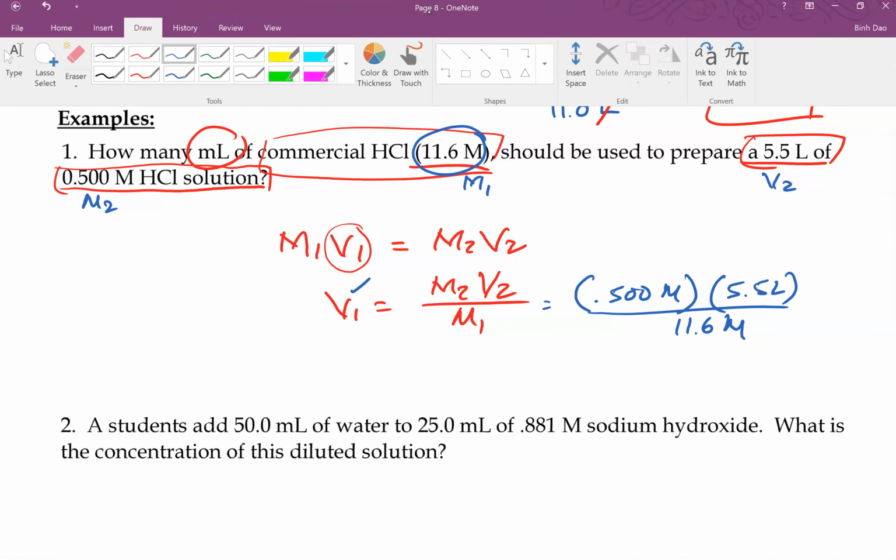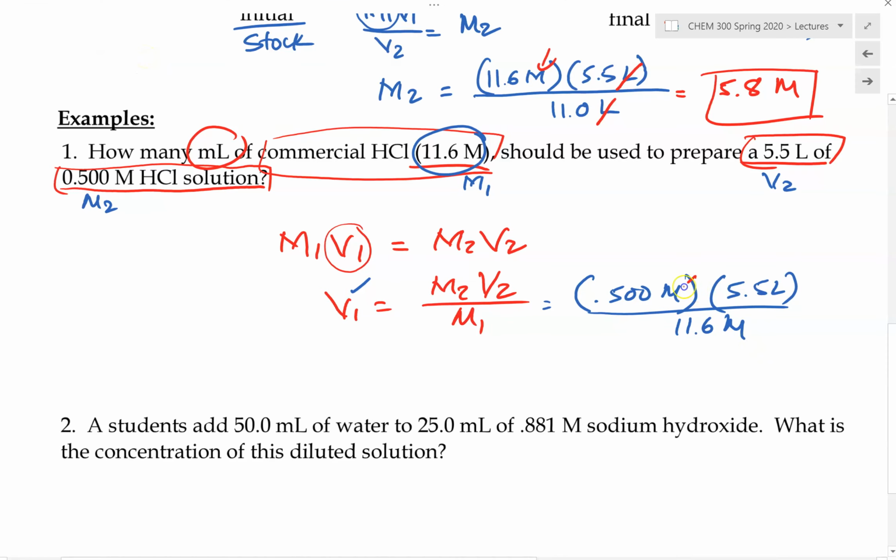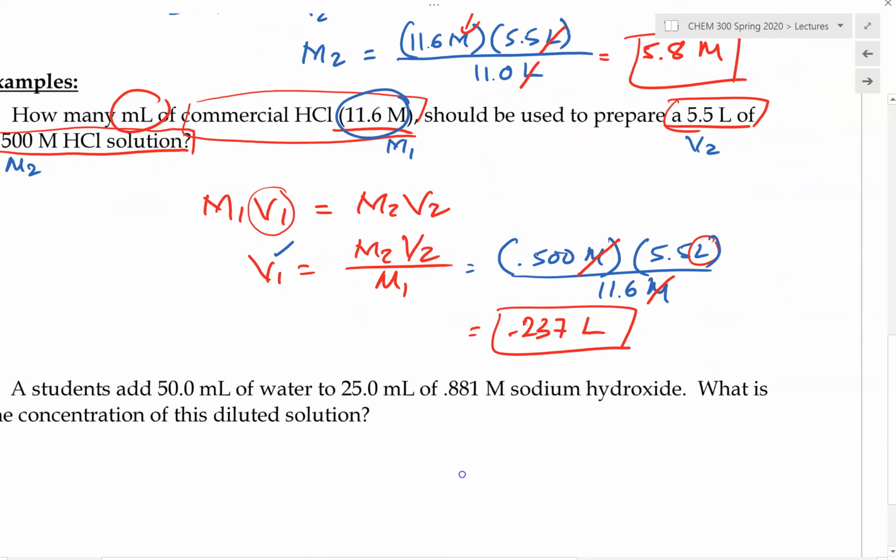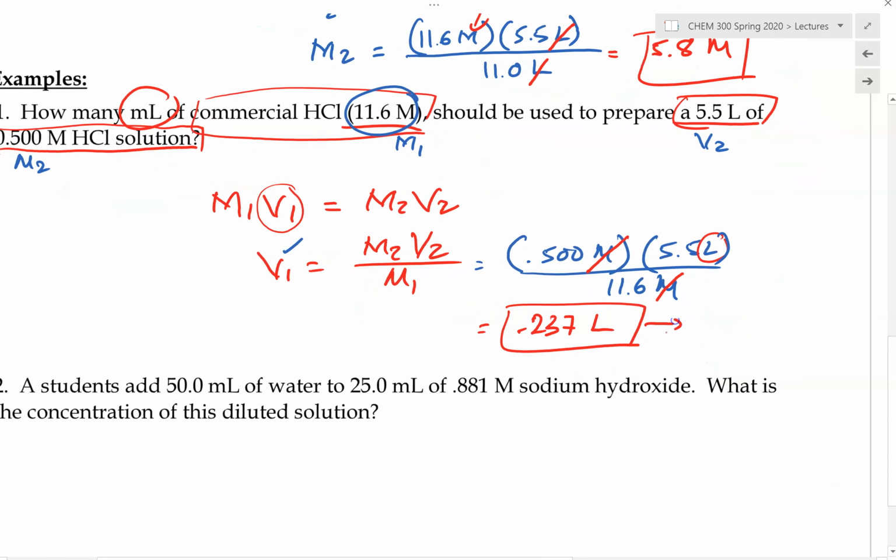And following the units, we can see the units will get cancelled out. So M here would get cancelled with this M, and the unit that does not cancel out would then be liter. So in this case, after we solve this, it is equal to 0.237 liter of solution. So that's how much volume of the stock solution that we need to take out. And now we have to convert this into milliliter. So this would then equal 237 milliliter of solution.